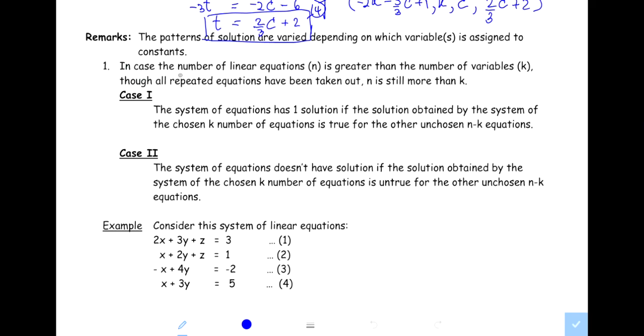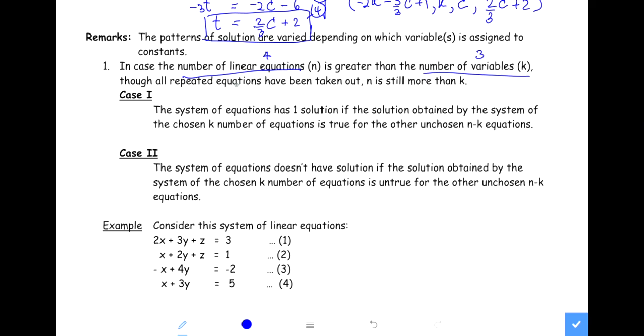In the case that the number of linear equations is greater than the number of variables, let's say you have four equations but only three variables, it will fall in case number one.